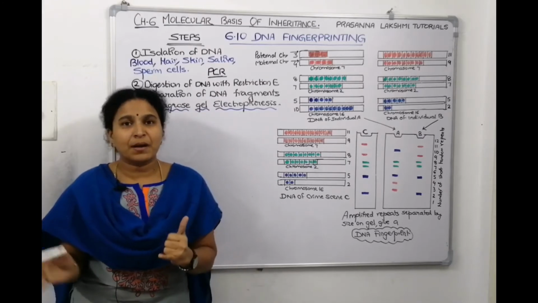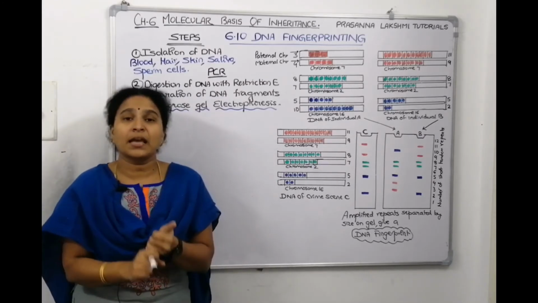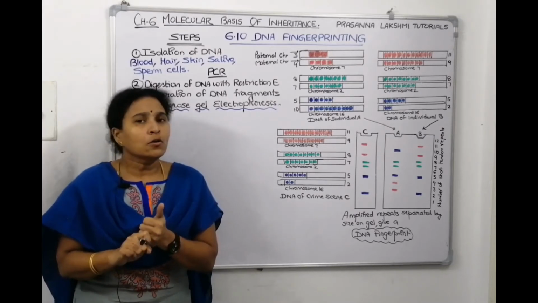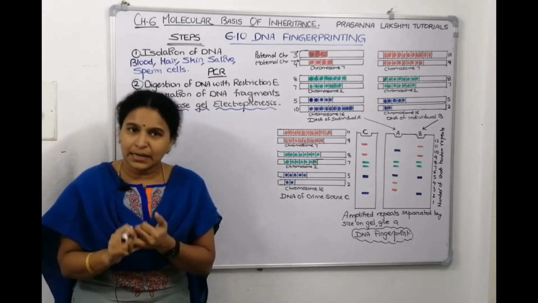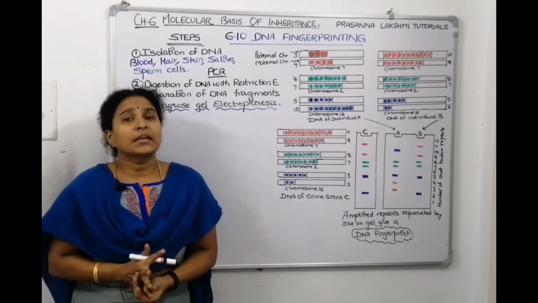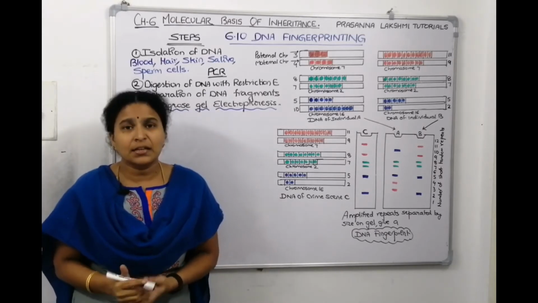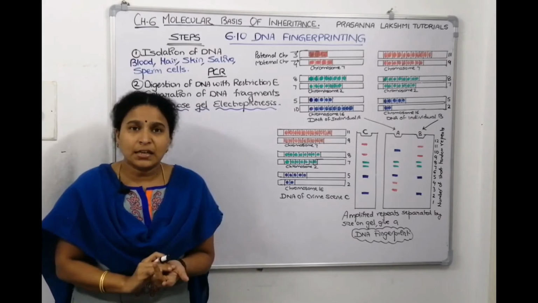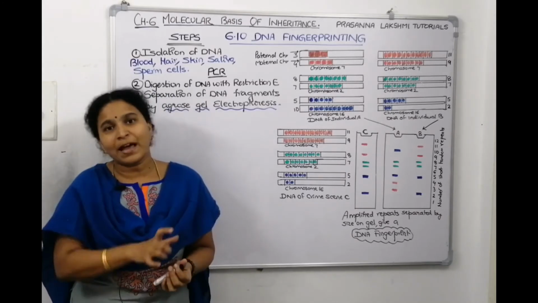Whatever sample you have, from there you need to isolate the DNA. After isolating the DNA, if you find that the sample is small, go to PCR, it will amplify it and give you more. Then the second step is to take the DNA and digest it with restriction enzymes. That is the second step. After digesting the DNA, what you get is small fragments.